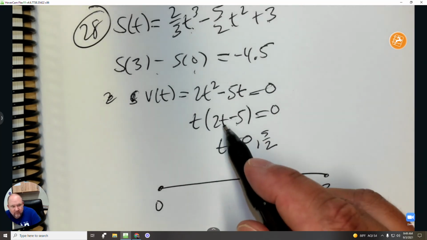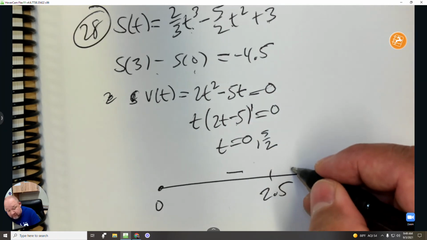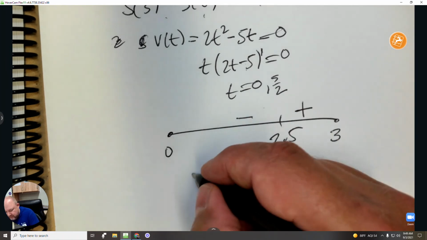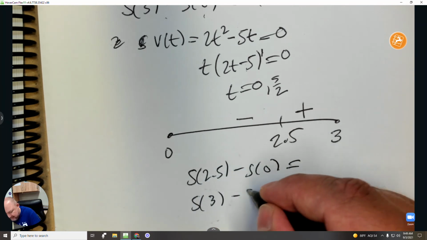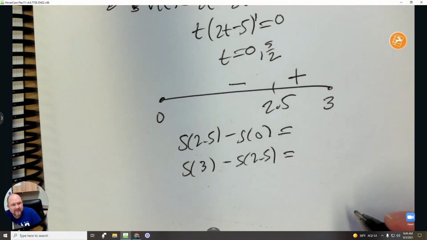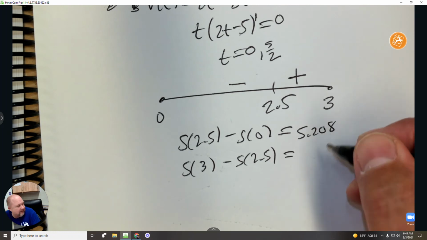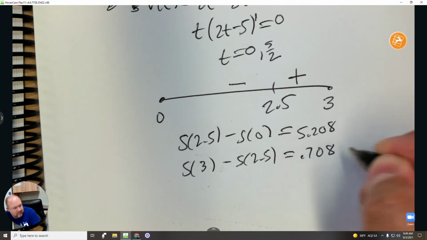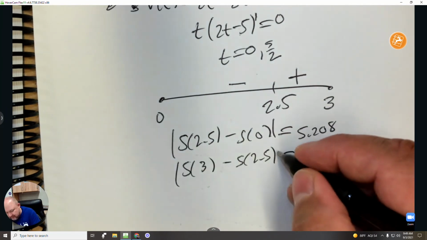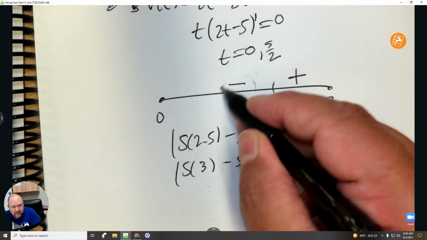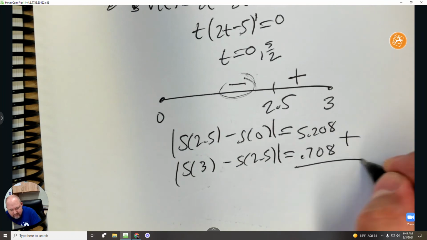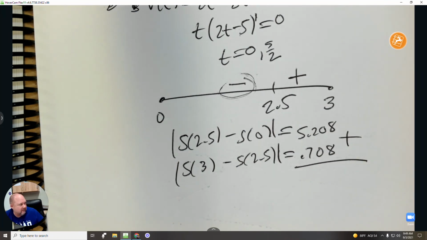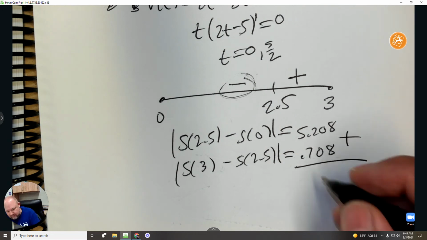So if I plug in positive 1, the answer is negative. It has an odd multiplicity, so it's going to change signs. And so to do this, we're going to plug in 2.5 and 0 and get an answer. We're going to plug in 3 and 2.5 and get an answer. And then we make sure the answers are all positive. So this will give you an answer of 5.208. This will give you the answer of 0.0708. So again, we want to make sure that whatever answer you get, so the beginning, this one here, because it's negative, it's going to have a negative answer here. We want to make sure we write it as a positive answer and then add this up. And the total distance is 5.916.